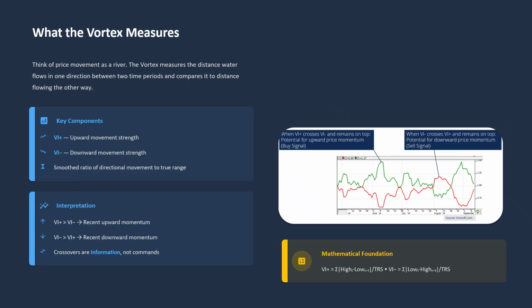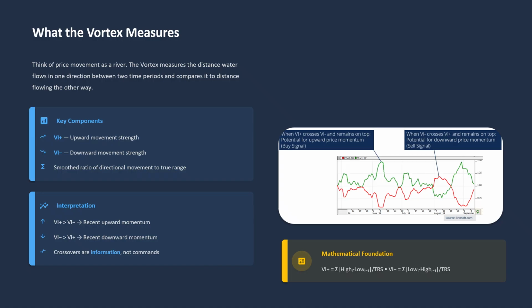Think of price movement as a river. The Vortex measures the distance water flows in one direction between two time periods and compares it to distance flowing the other way. Concretely, Vortex has two lines, VI plus and VI minus. Each line is essentially a smoothed ratio of directional movement to range. When VI plus is above VI minus, the recent directional movement favors up. When VI minus is above VI plus, it favors down. Crossovers are information, not commands. They tell you which direction has momentum relative to recent volatility, not absolute certainty.